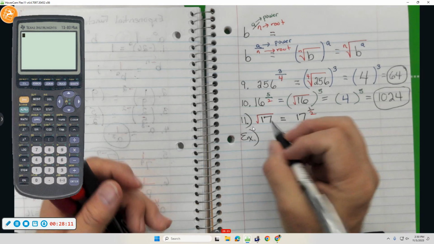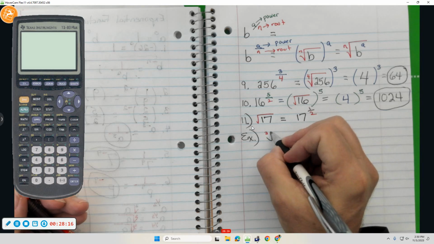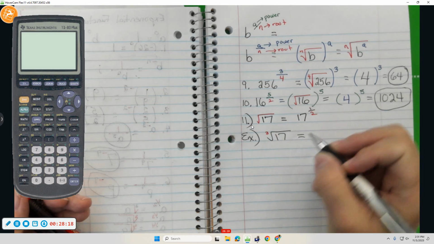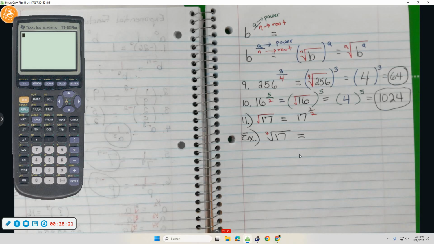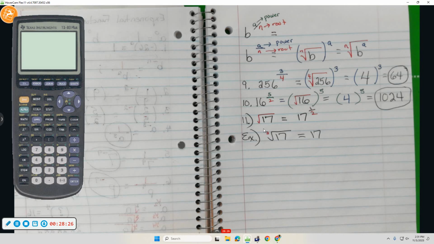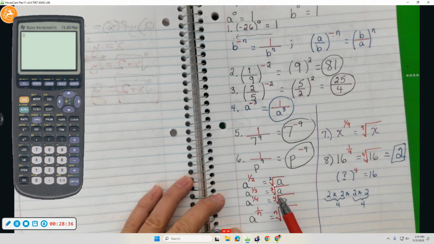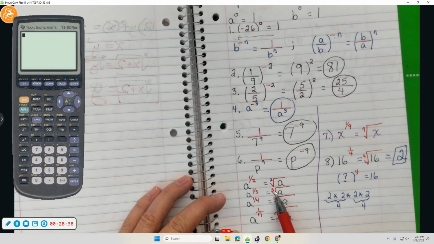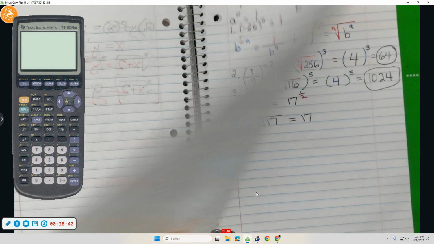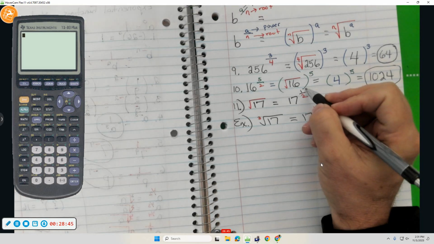Suppose it said the cube root of 17. We'd have 17 to what power? What power is the same as a cube root? Okay. To the 1/3. Going backwards from the radical, a cube root is the same thing as a 1/3 exponent. 17 to the 1/3. Well said. But I didn't circle my answer.